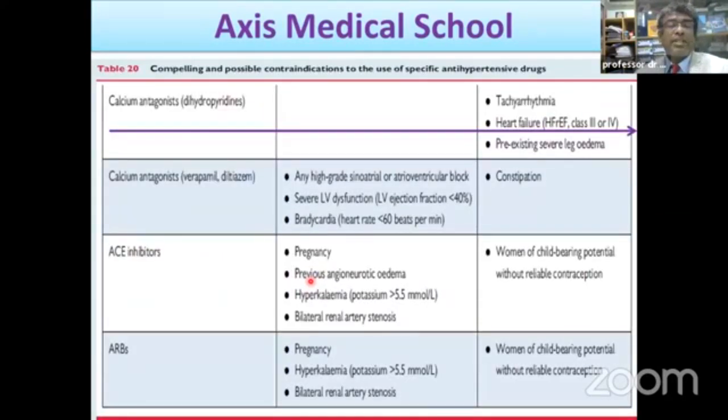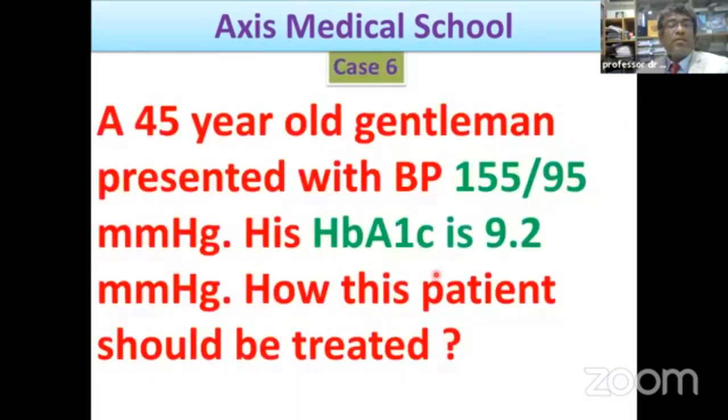And this is actually the evidence regarding calcium antagonists. These should not be given in heart failure with reduced ejection fraction, or if a patient has heart failure with class 3 or 4 symptoms. So this is the evidence.